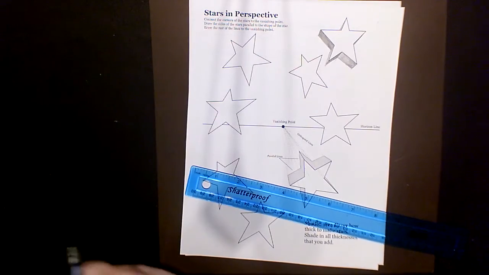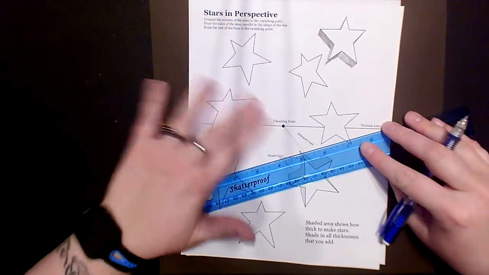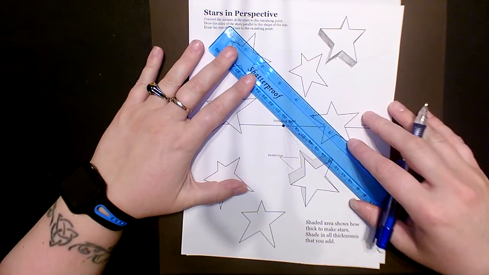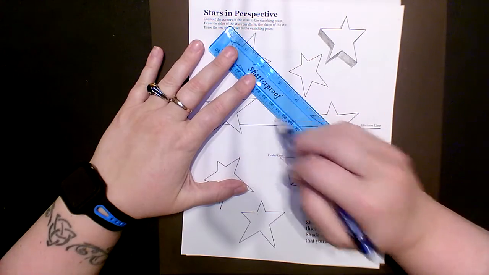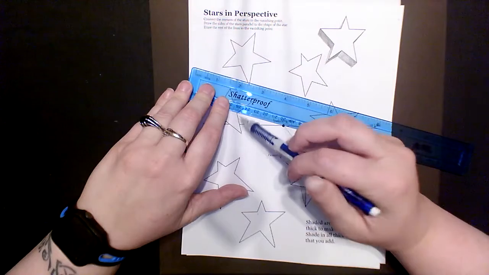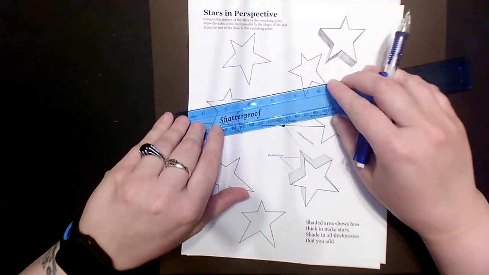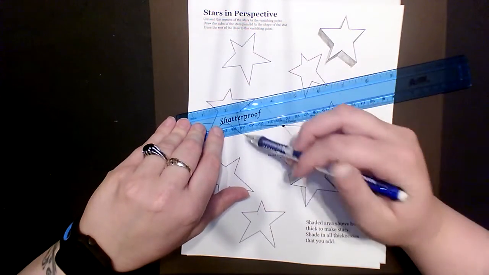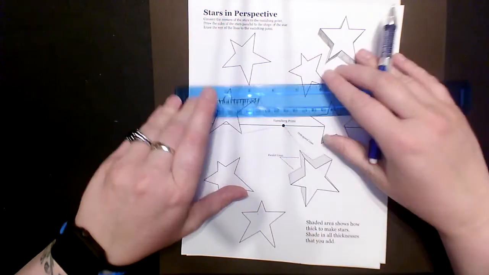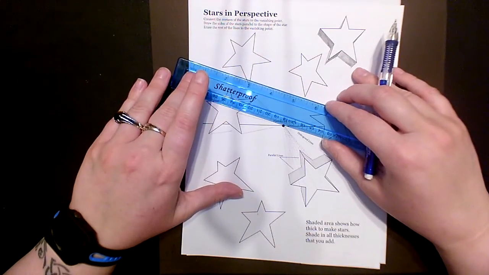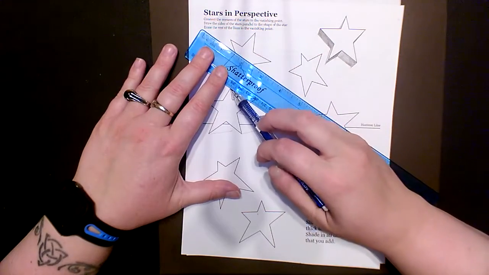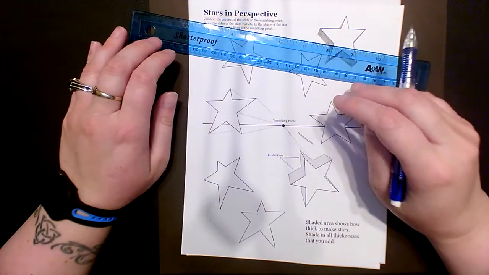The next one I'm going to do is this middle one over here. So I'm going to go ahead and line up all the corners of the star over here. Some of them go over, so you don't really have to worry about them so much. Okay.